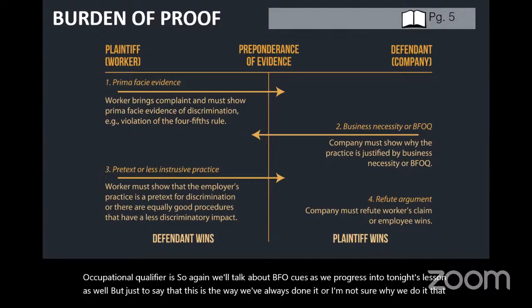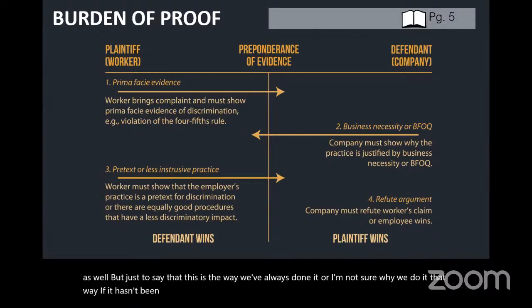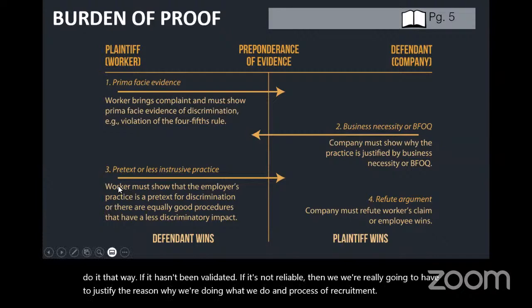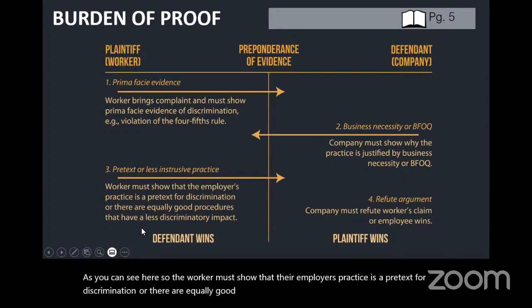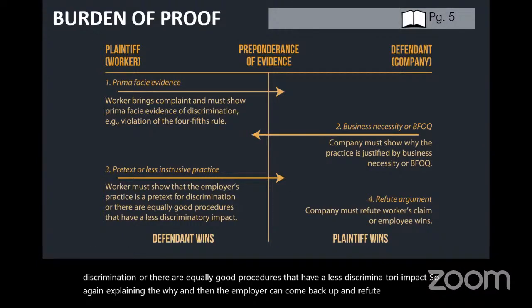If it hasn't been validated, if it's not reliable, then we're really going to have to justify the reason why we're doing what we do in the process of recruitment. As you can see here, the worker must show that the employer's practice is a pretext for discrimination, or there are equally good procedures that have a less discriminatory impact. So again, explaining the why. And then the employer can come back and refute the worker's claim, or the employees win.